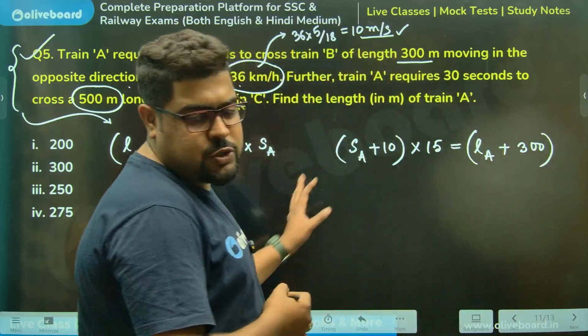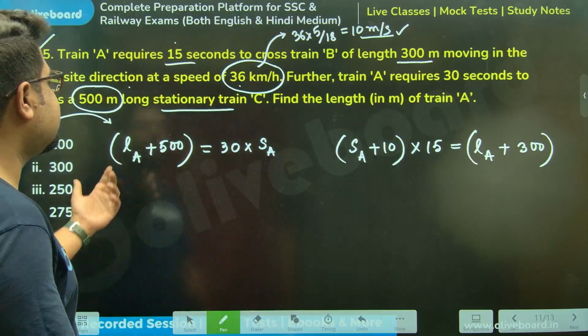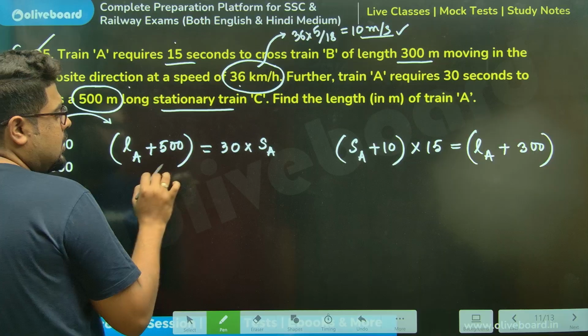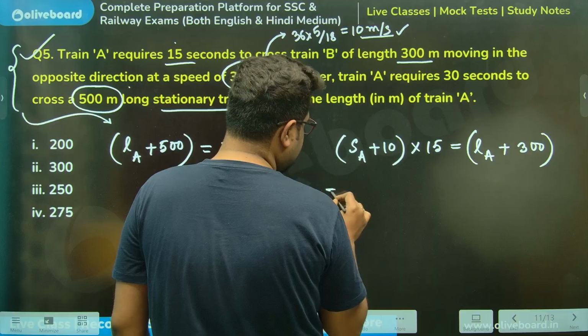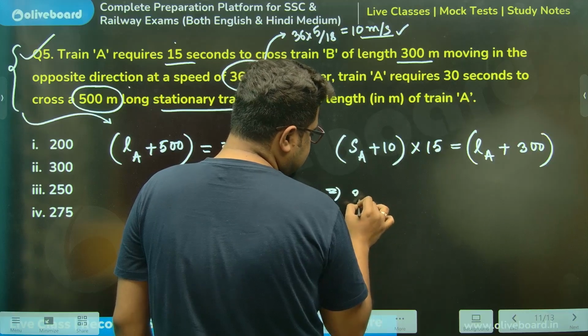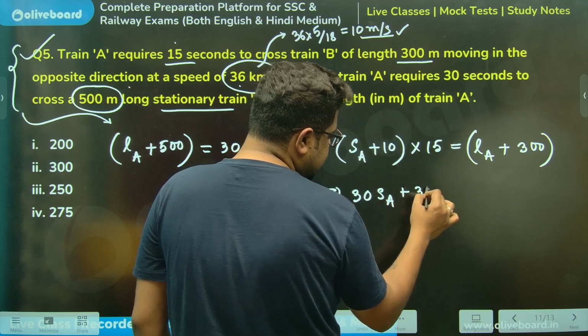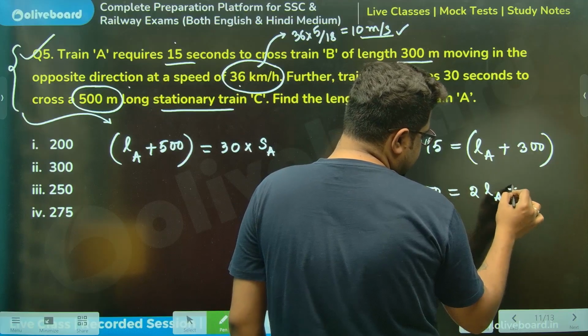So 2 unknowns, 2 equations. Now, how can you solve this? Do one thing: before you put the value, multiply this equation by 2. So this will become 30 SA plus 15 into 30 plus 10, this is 300, it is equal to 2LA plus 600.